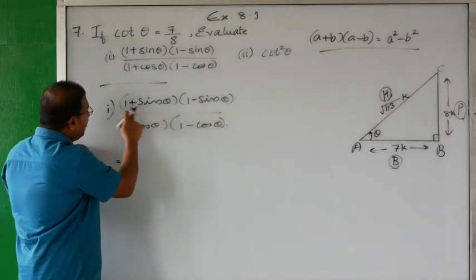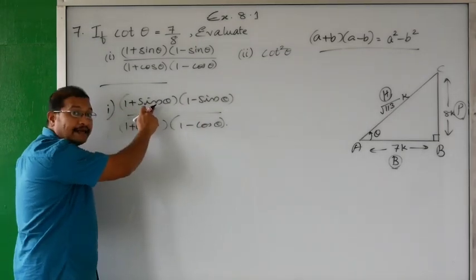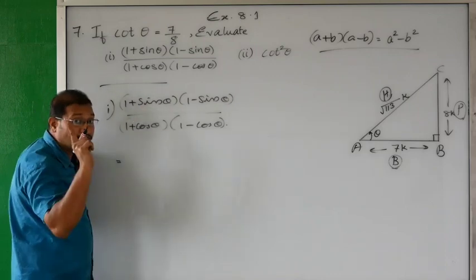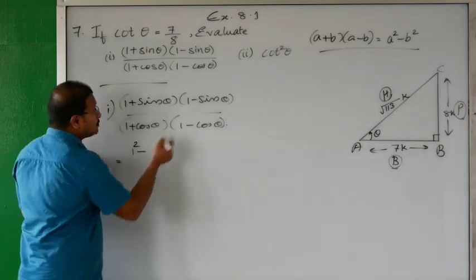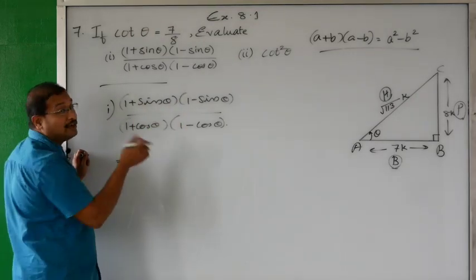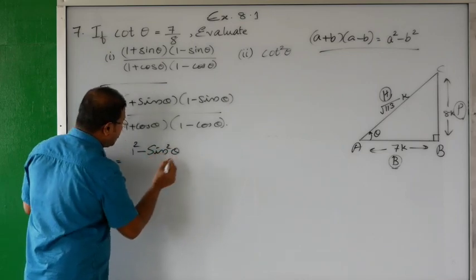Careful. A plus B into A minus B is A square minus B square. So this is A plus B, A minus B. Here A is 1, B is sin. So A square means 1 square, I'm just writing 1 square, minus B square. B square means the second one squared. What is that? Sin square theta.